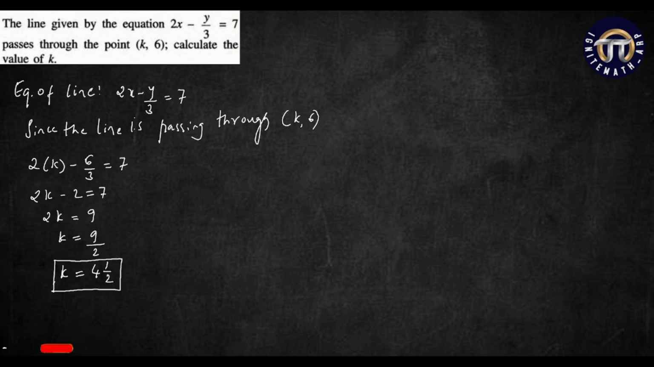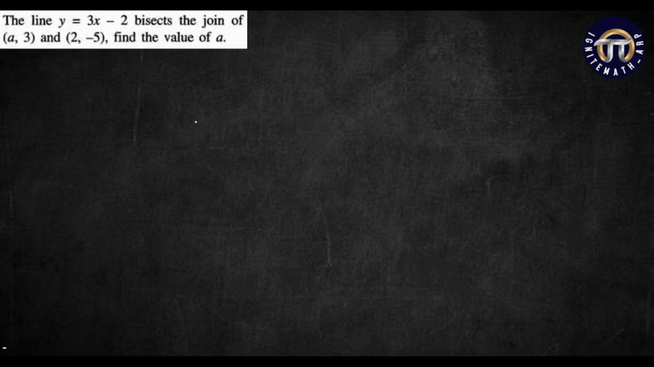Here I already know that the equation of the line is passing through the given point k comma 6. Now let me take one more example. The line y equal to 3x minus 2 bisects the line joining 2 points a comma 3 and 2 comma minus 5. Find the value of a. Here there are 2 points, right? The coordinates of endpoints are given, I'll just mark this one as a comma 3 and this as b, 2 comma minus 5.